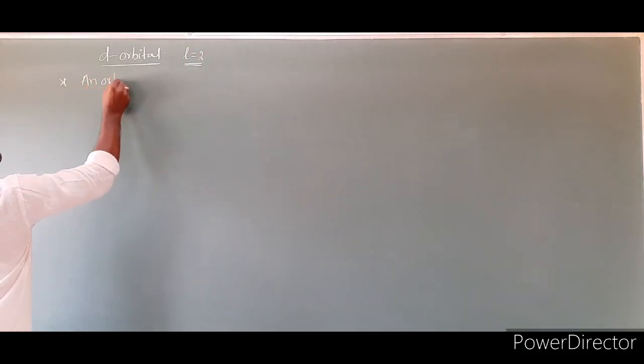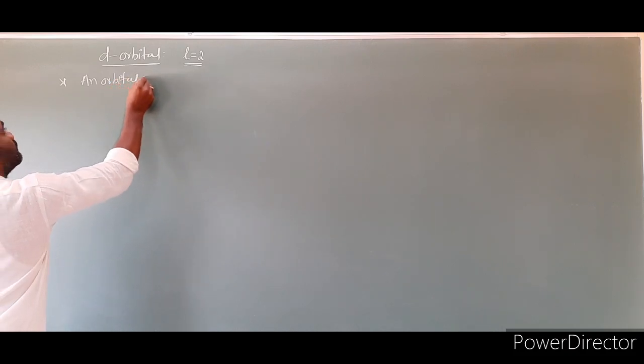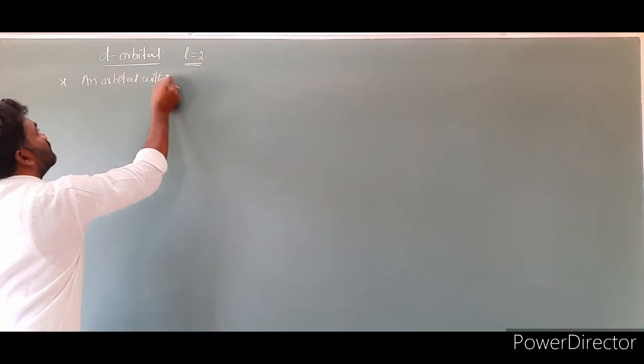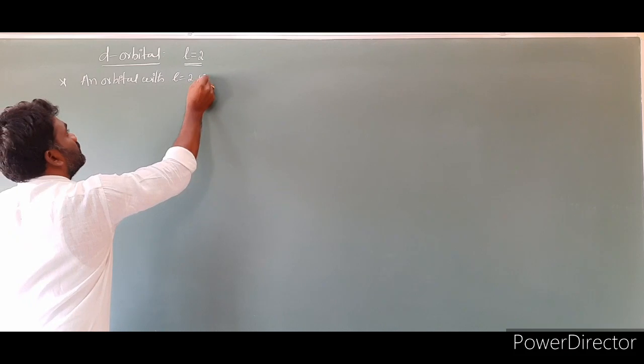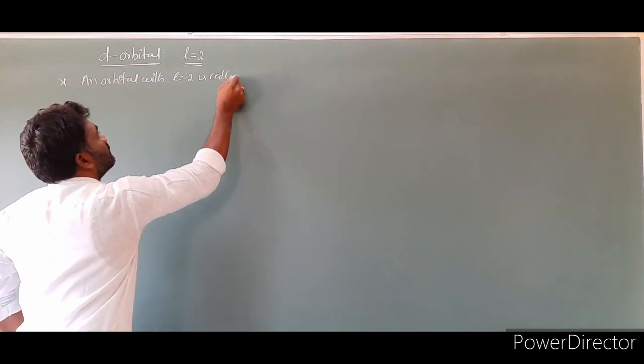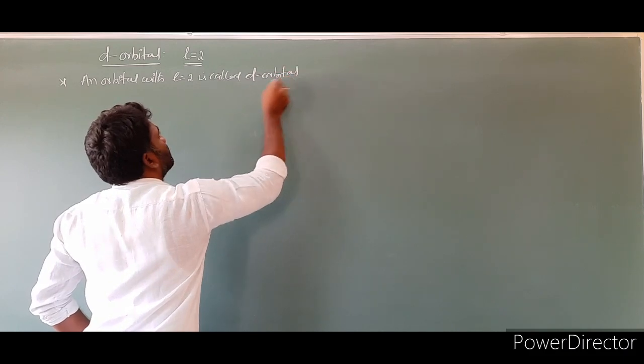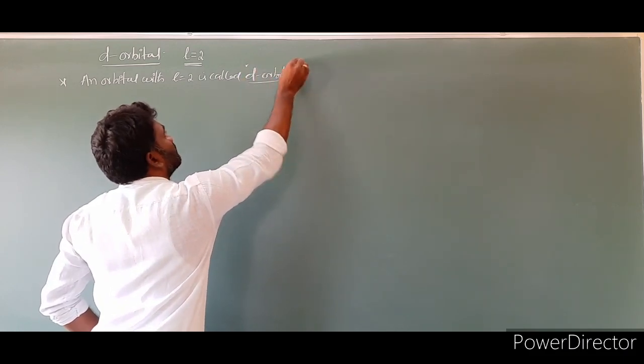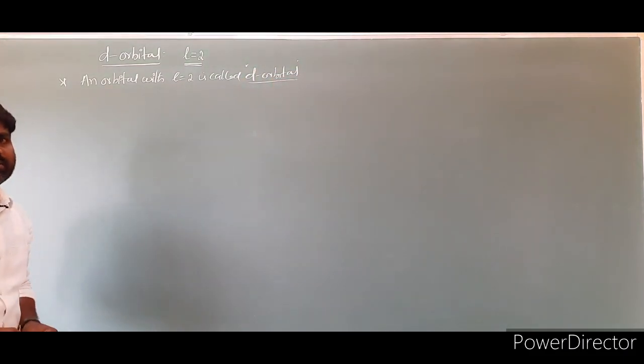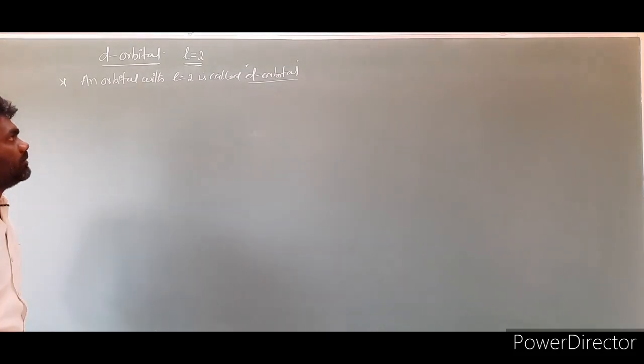An orbital with L equal to 2 is called a d orbital. This is point number 1.